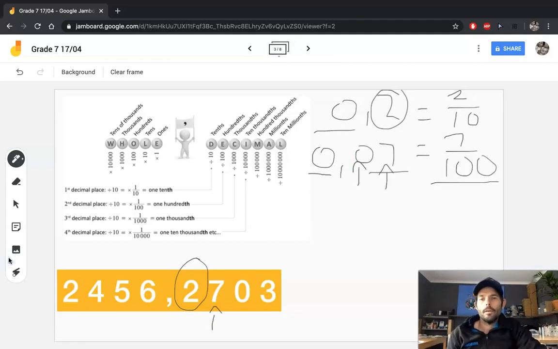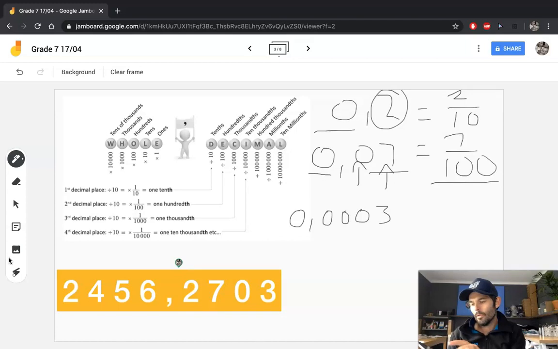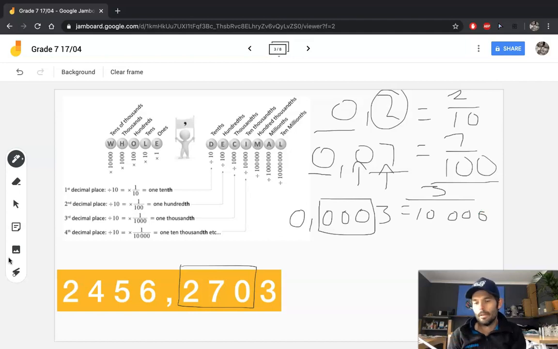So the 3 is in the 10,000th column, and that 3 is going to be equal to 0,0003. Why is it that? Because if you look just in front of it, in the decimals, you can see there are 3 numbers before it, and those are the placeholders there. So that 3 is valued at 0,0003. That is equal to 3 over 10,000.